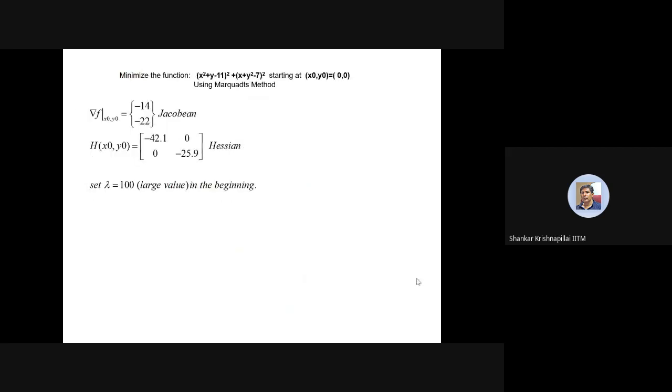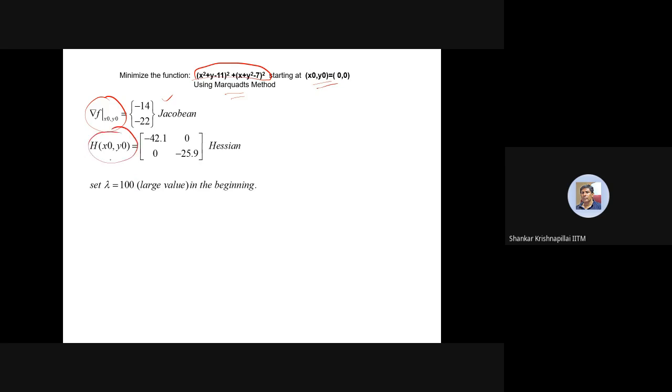Okay, so now we will directly look at the worked example. One objective function is given and the starting value is given: X0, Y0 is 0, 0. Use Marquardt's method to find the minimum. First you find del f at X0, Y0. You get minus 14, minus 22.